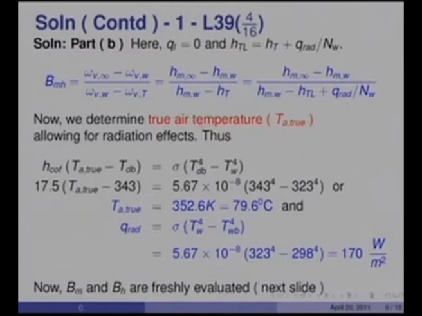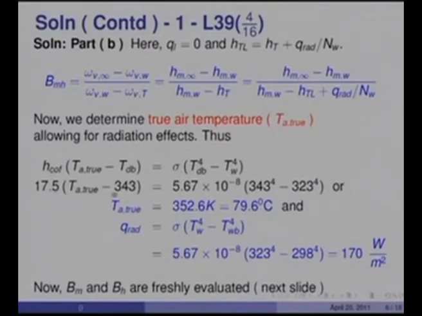Now, the first thing we must do is determine the true air temperature, that is the dry bulb temperature of the air, because the dry bulb temperature itself is influenced by the effect of radiation. So, we will say the heat transfer by convection to the dry bulb thermometer, which is H coff into T A true minus T dry bulb, will equal radiation from the thermometer bulb to the wall, so sigma into T dB raised to 4 minus Tw raised to 4. Of course, we have assumed the emissivity of the bulb to be 1. Now, H coff has been given to you as 17.5.